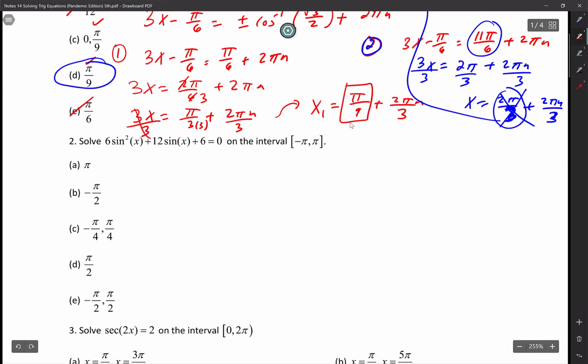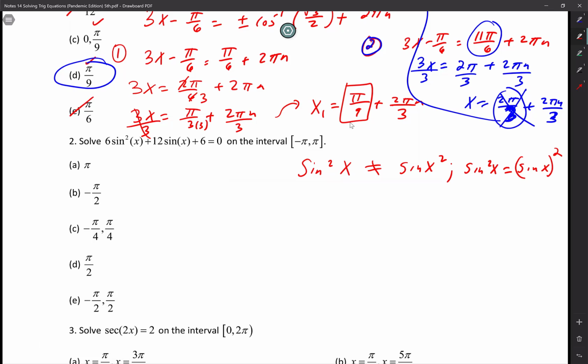All right, so this one right here: 6 sine squared x plus 12 sine x plus 6 equals 0. Before I continue, guys, recognize that sine squared x does not mean sine of x squared. Sine squared x means sine x, and all of that being squared.